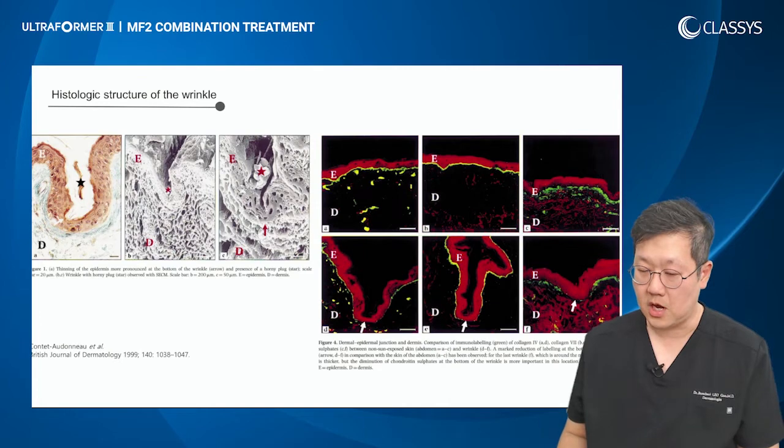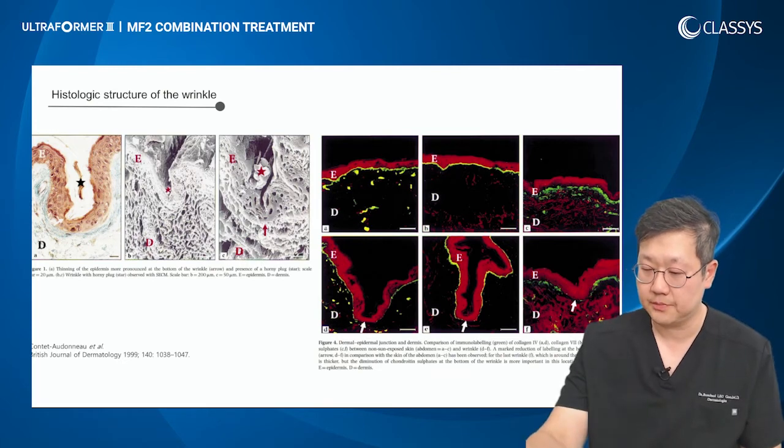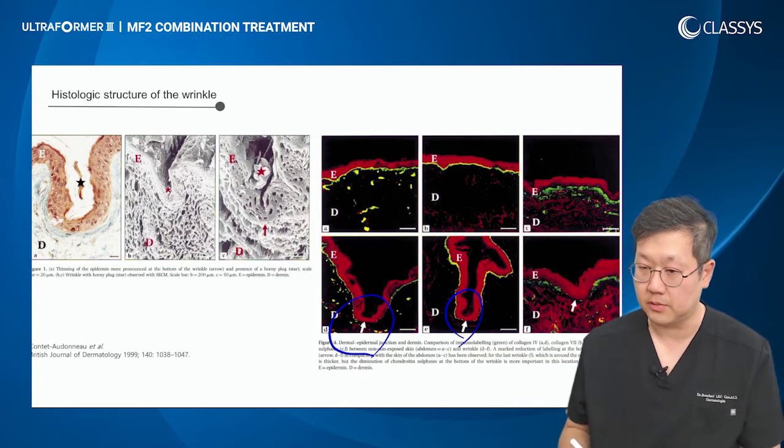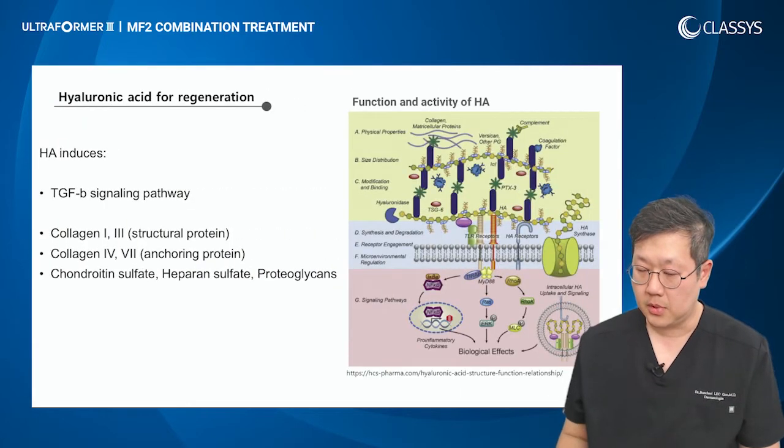Once again, we have a different kind of structures down to the wrinkles. We have a thin epidermis, and especially on the bottom of the wrinkles, we have a decreased contracting surface, and other kinds of volume supplements in the matrix. But hyaluronic acid is well known as a regenerative drug. Usually it induces TGF-beta signaling pathways.